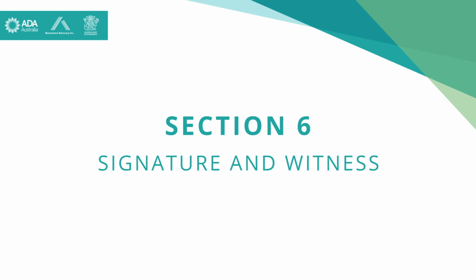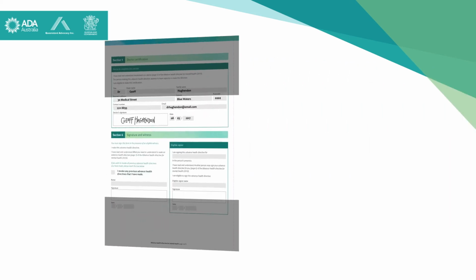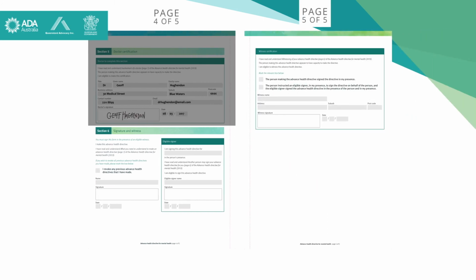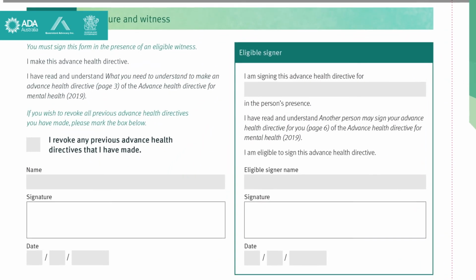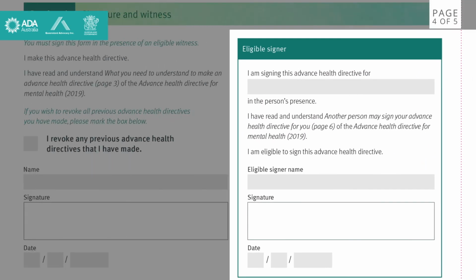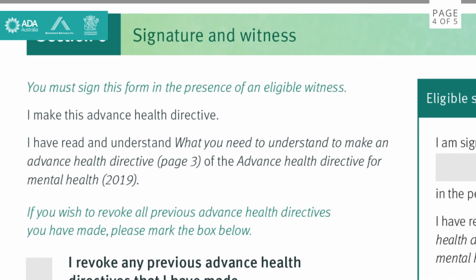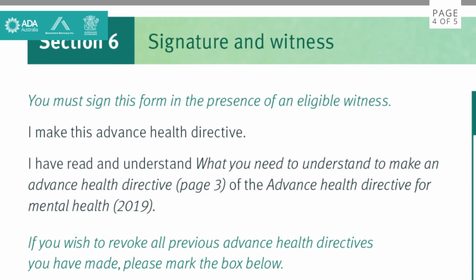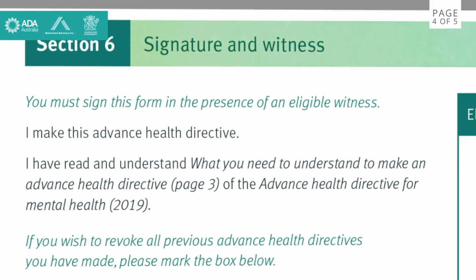Section 6 is the section where you sign the document in front of an eligible witness. This section is found at the bottom of page 4 and 5. If you are unable to sign, another person may sign on your behalf in the boxed section to the right. It is important that you do not sign your Advanced Health Directive until you meet in person with your eligible witness, as they need to see you signing your Advanced Health Directive.